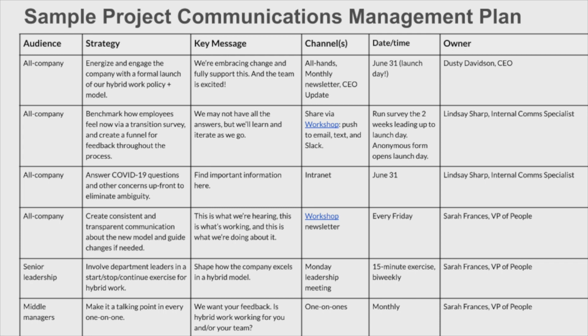The strategy is the type or the tone of the message, these sorts of things. The key message is what needs to be communicated. The channel would include, is it written, is it verbal, is it electronic, and so on. The date and time might be a specific date, or it might be a range within a certain time frame. We will do this. And the owner is the person who's responsible for doing it, and we could potentially add who is going to receive the message.